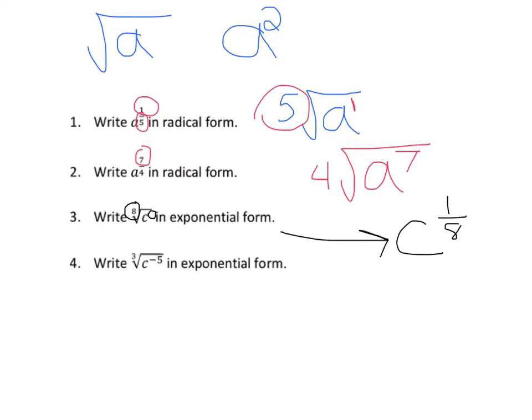When we have to write the cube root of c to the -5th in exponential form, that's the same as saying c, whatever's on the inside is on top, or in the numerator, and then whatever's on the outside, or the cube root, would be the denominator. So our answer would be c to the -5/3 power.